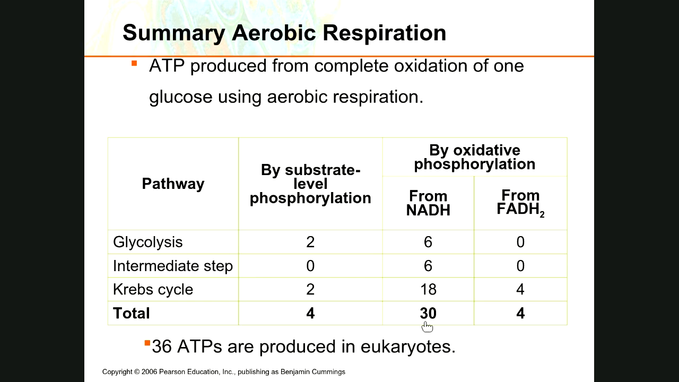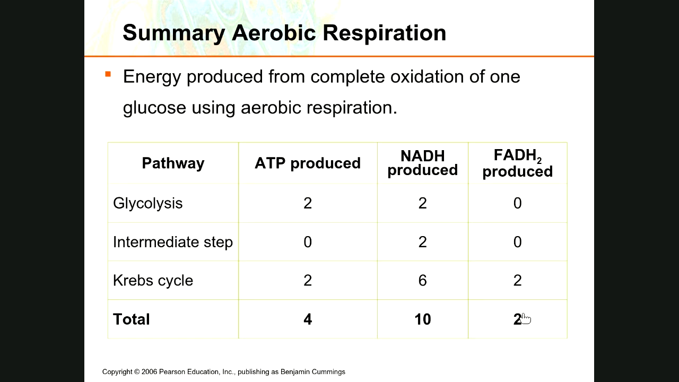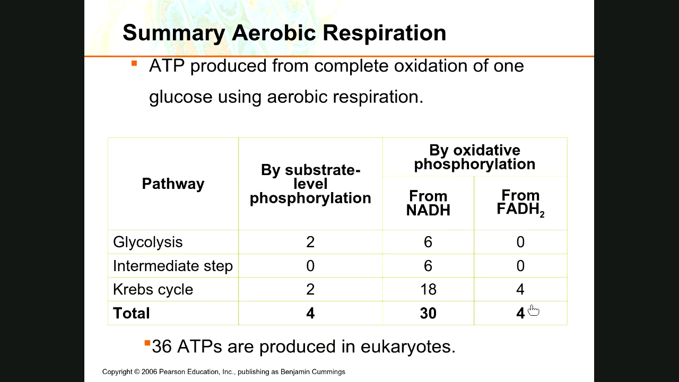3, right? For the FADH2, we know that 2 molecules of FADH2 are made in Krebs, and those 2 molecules yield 4 ATPs. So how many ATPs per FADH2? 2. So why is it that NADH produces more ATP than FADH2? They're both carrying electrons to the electron transport chain to make ATP. Why do we get a little bit more from NADH than from FADH2?